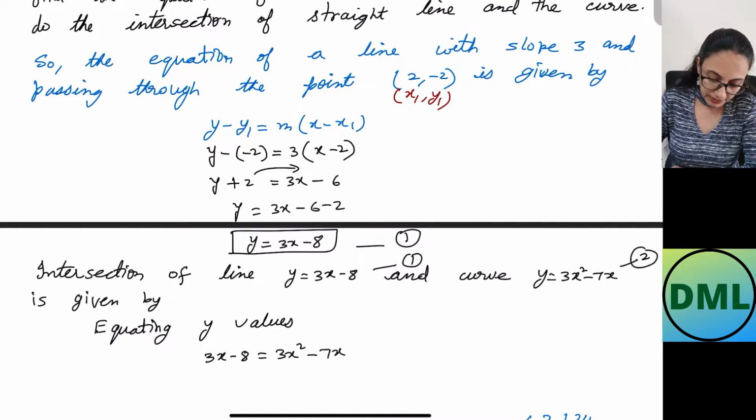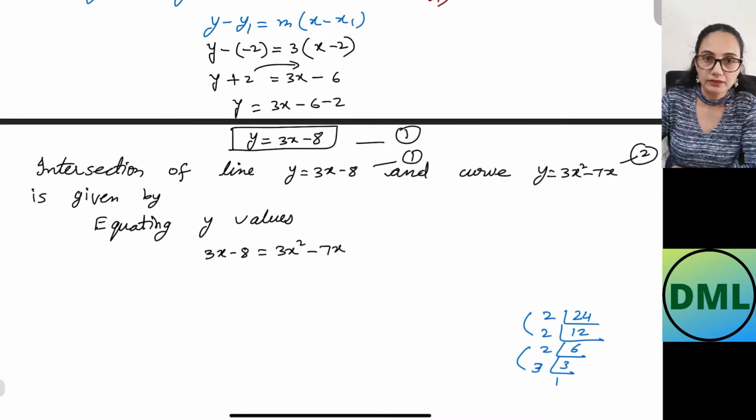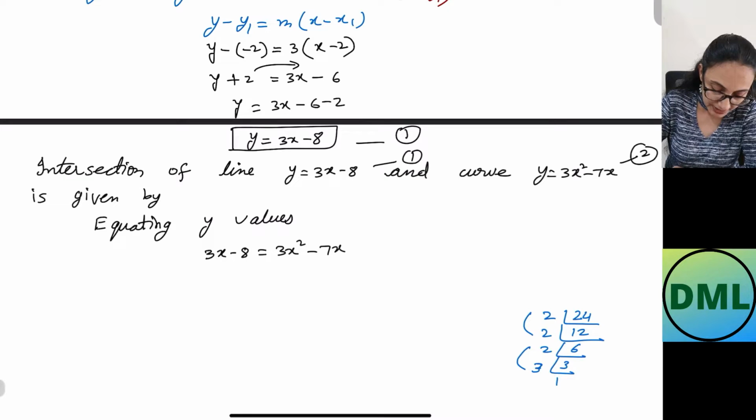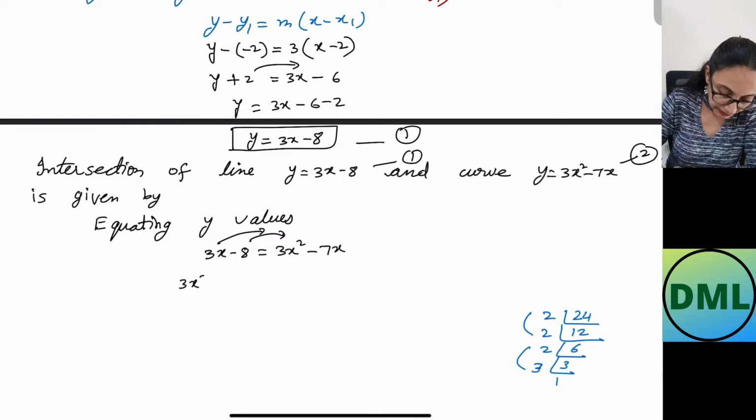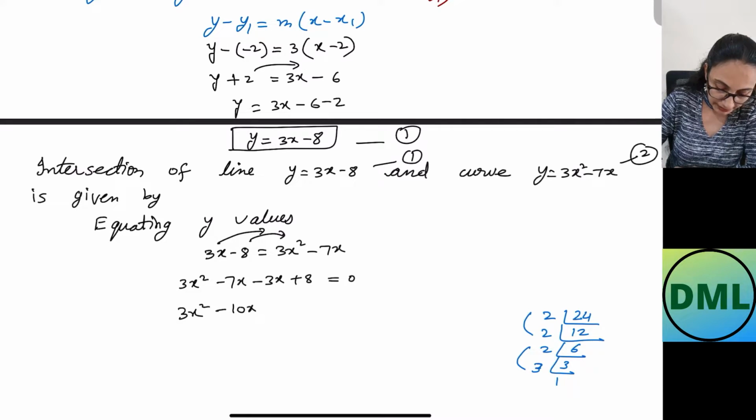The intersection of the line y is equal to 3x minus 8 and the curve y is equal to 3x squared minus 7x is given by, now equating the y values, 3x minus 8 is equal to 3x squared minus 7x. Now move this 8 and 3x to the right hand side. It will be 3x squared minus 7x minus 3x plus 8 is equal to 0. So that will be 3x squared minus 10x plus 8 is equal to 0.